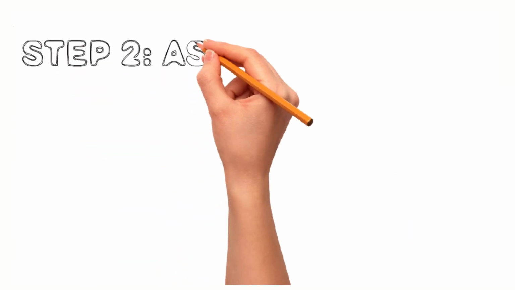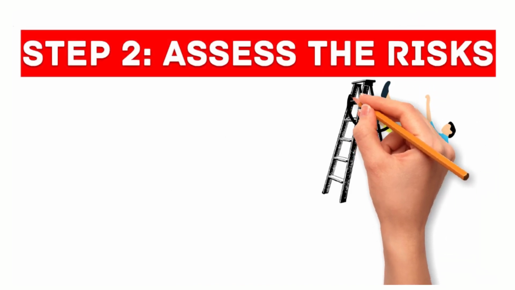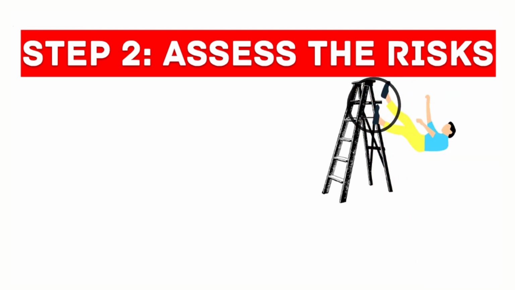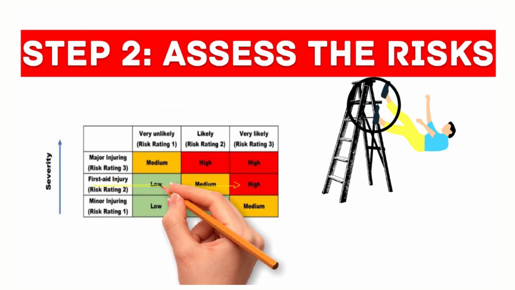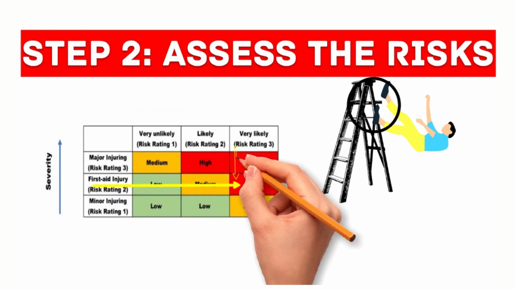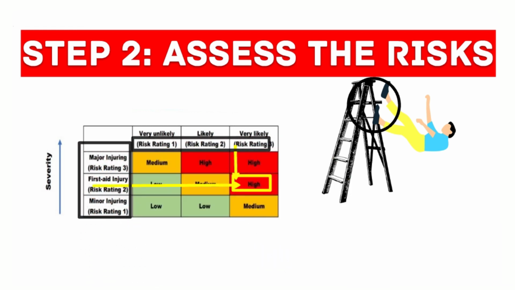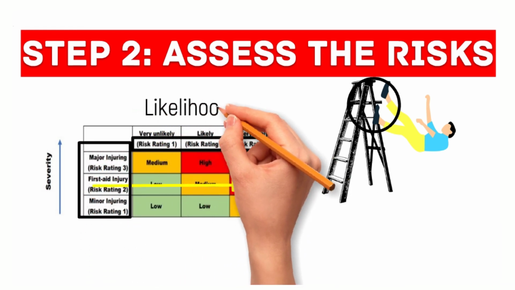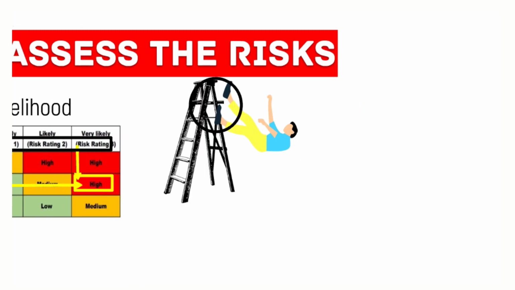Step number 2. Assess the risk. Once the hazards have been identified, the next step is to assess the risk associated with those hazards. This can be done by using a risk assessment matrix. A risk assessment matrix is a tool that helps to quantify the risks. It assigns a risk level to each hazard based on the likelihood of the hazard occurring and the severity of the consequences if it does occur.